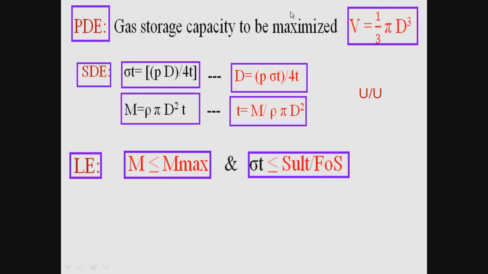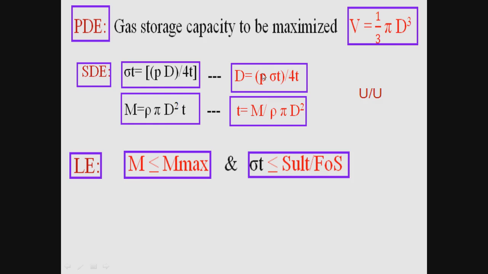The first step is to form the primary design equation. Which parameter do we need to maximize? It's volume, so that becomes the primary design equation. Volume of this sphere is given by 1 by 3 into pi D cube. The subsidiary design equations are stress and mass. Stress is given by P into D divided by 4 times T, and the mass equation is M equal to rho into pi into D square into T.